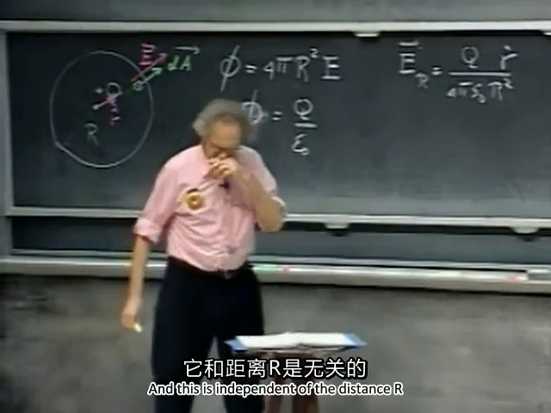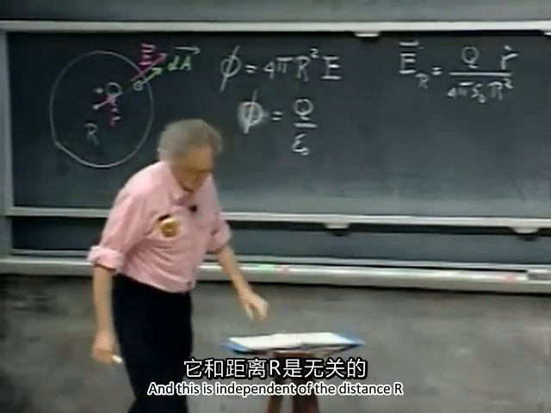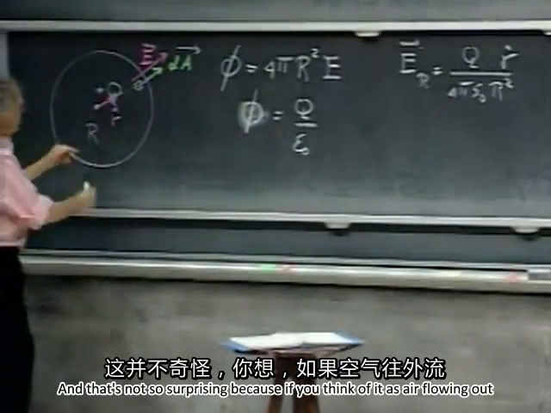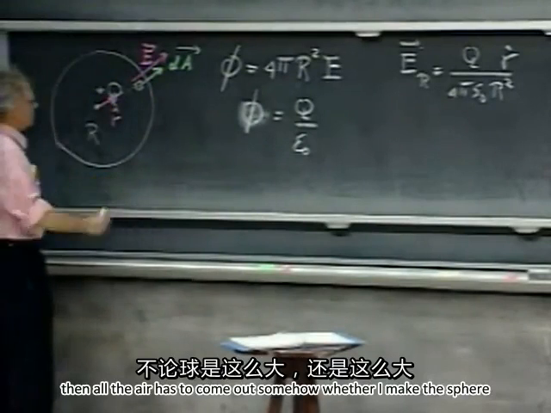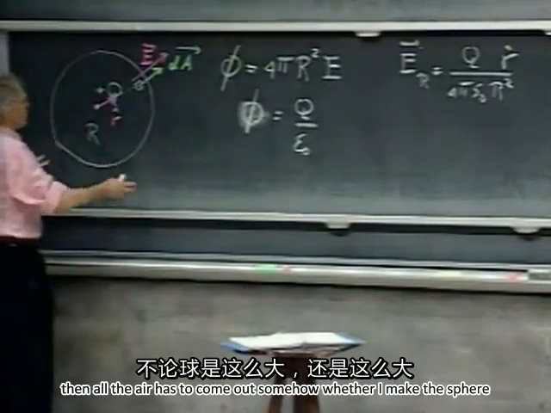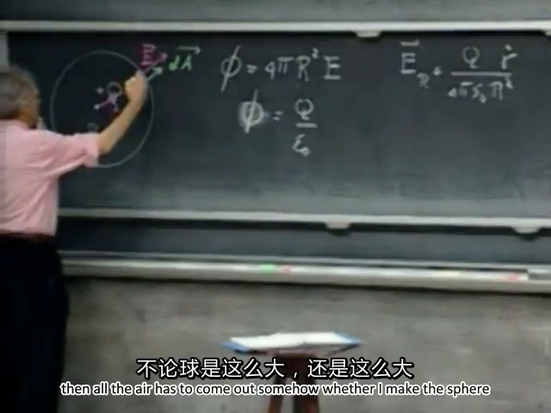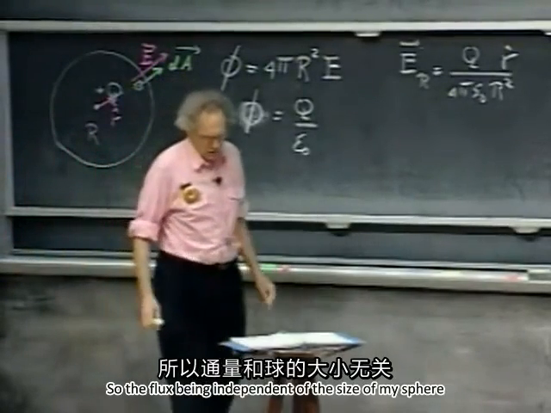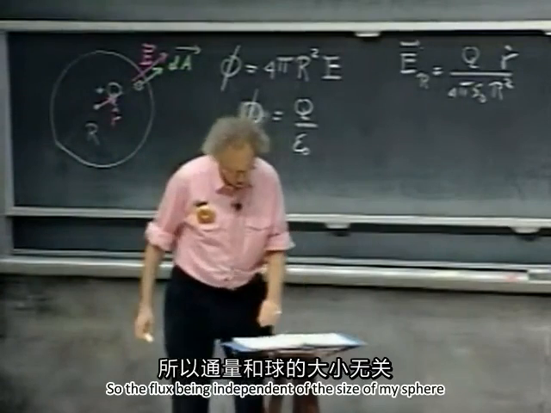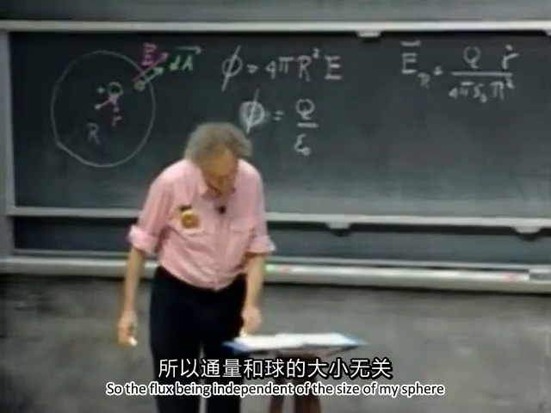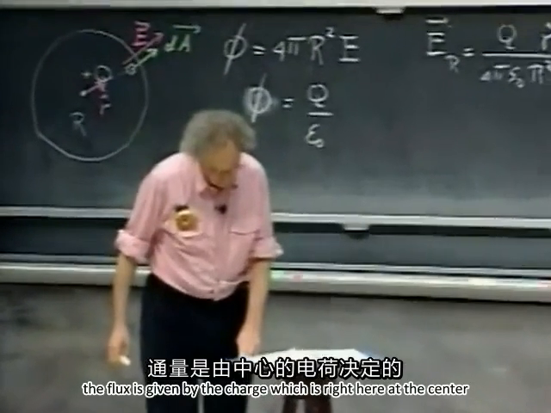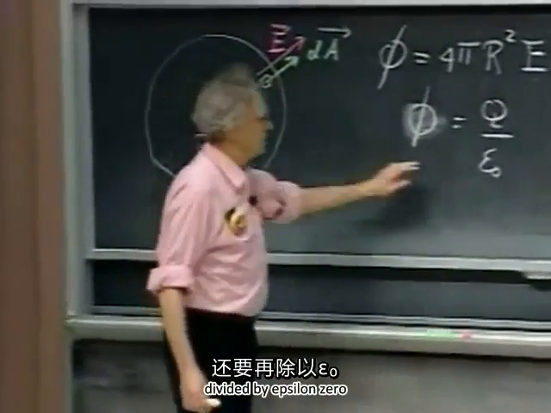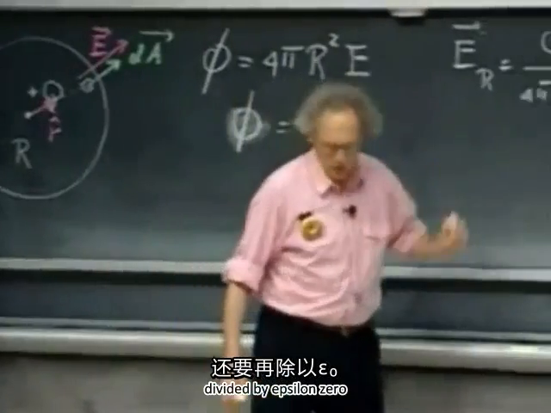And this is independent of the distance r. And that's not so surprising, because if you think of it as air flowing out, then all the air has to come out somehow, whether I make the sphere this big or whether I make the sphere this big. So the flux being independent of the size of my sphere, the flux is given by the charge, which is right here at the center, divided by epsilon 0.